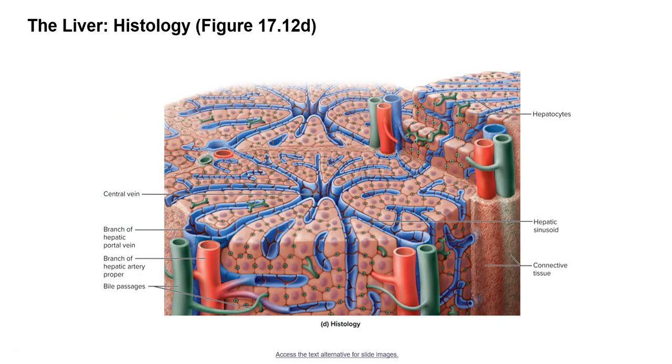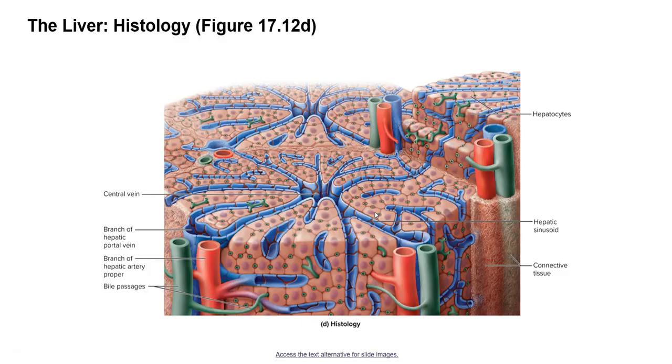Now looking at the microscopic anatomy of the liver, you can see that it's divided up into these structures called lobules. So we have these hepatic lobules, like this large one here. There's another lobule out here. And in the center of each lobule, we have a central vein here. And you can see radiating out from that central vein, we have hepatic sinusoids, which are wedged in between all of these cells of the liver called hepatocytes.